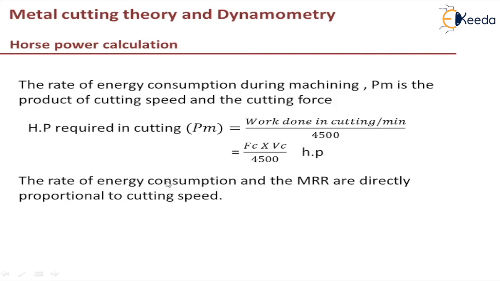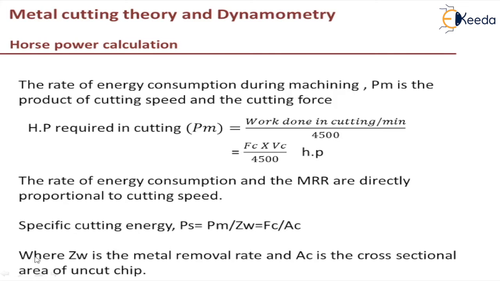The rate of energy consumption and MRR are directly proportional to the cutting speed. So specific cutting energy, which we have already discussed in previous videos, Ps, will be equal to Pm by Z, that is the material removal rate, which is equal to Fc by Ac. Here Z is the material removal rate and Ac is the cross section area of the uncut chip.